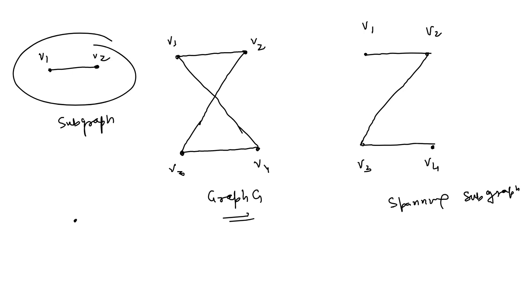Other spanning subgraphs of graph G: you can use this side of graph G, that is this portion. So this is also an example of a spanning subgraph, and you can use this type of thing. That means this is also a spanning subgraph. So these are the examples of spanning subgraph.